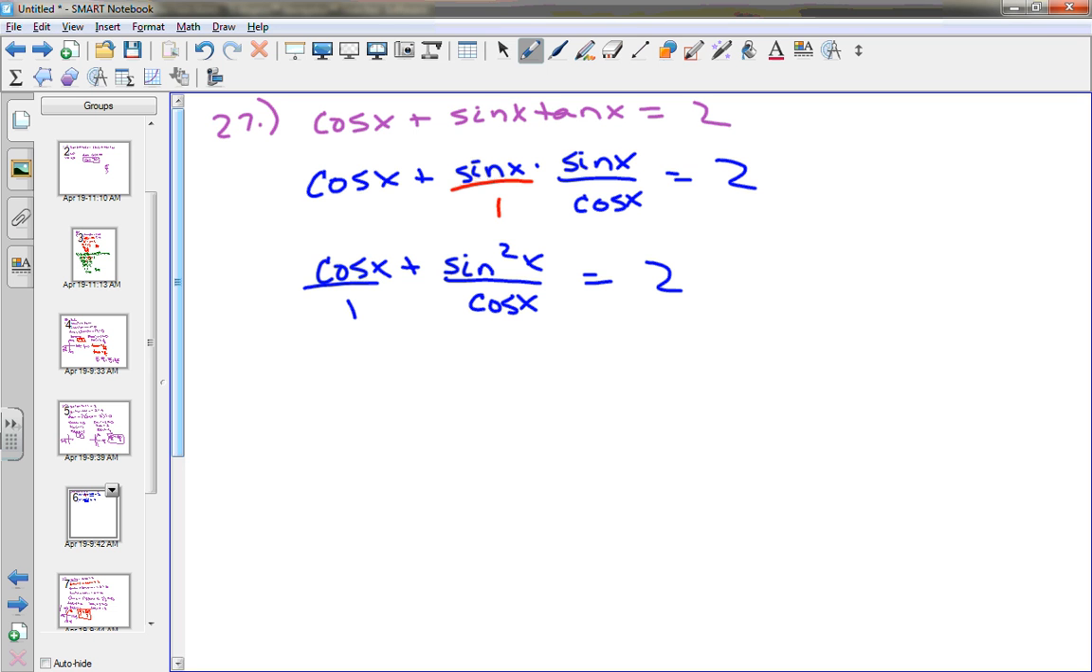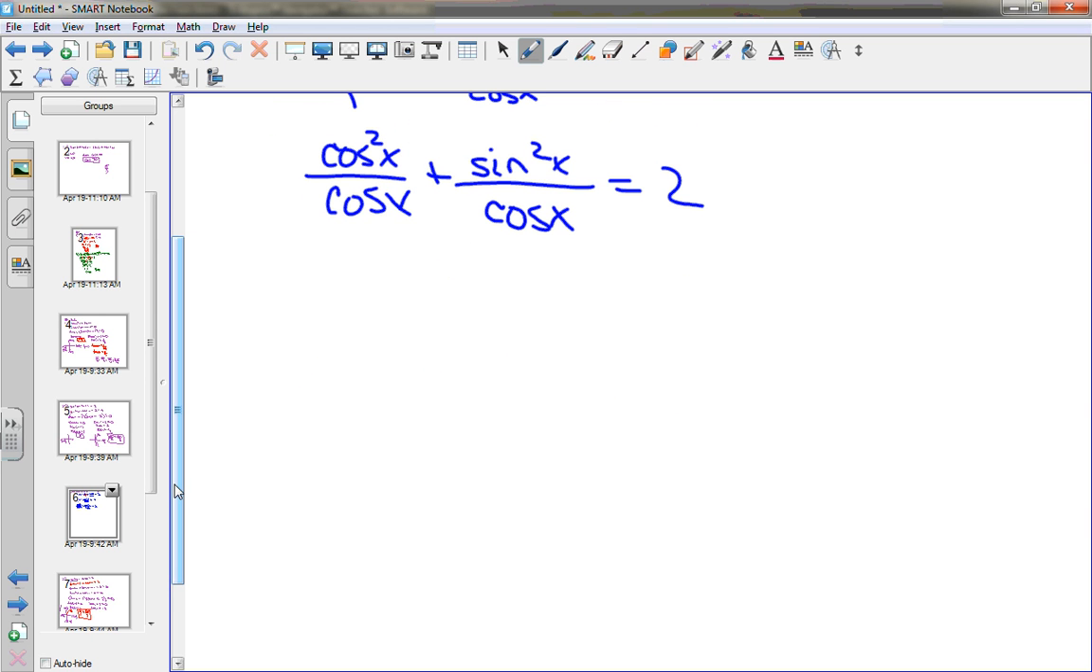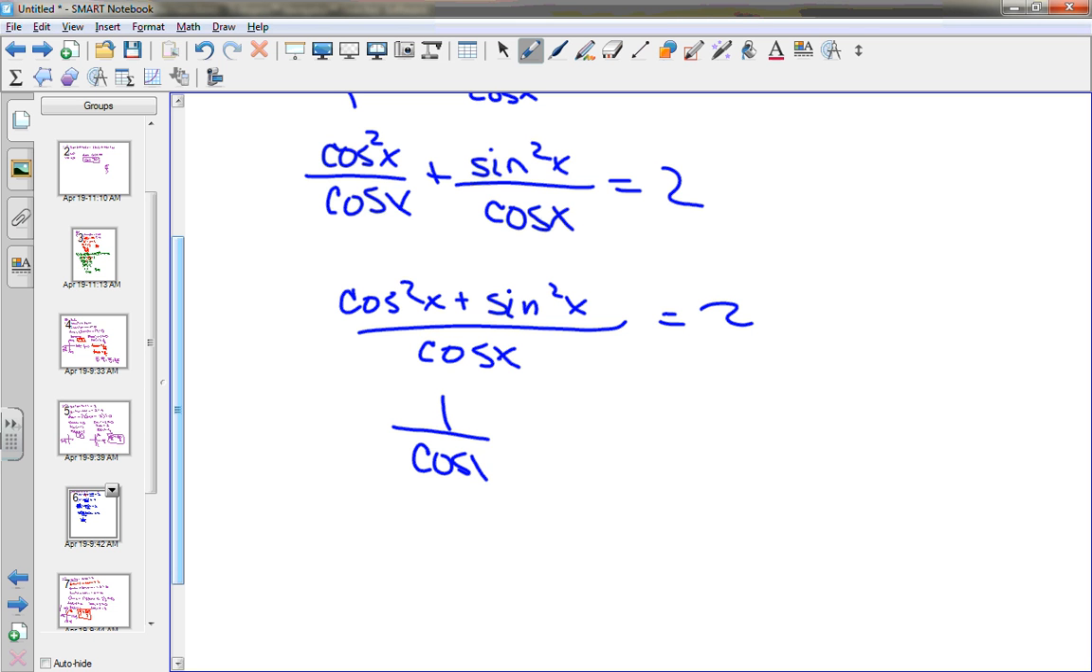Okay, I need a common denominator here. So what's my common denominator between 1 and cosine? Cosine, so this is going to be the cosine of x over here, and the top is cosine squared of x plus the sine squared of x over there, over the cosine of x. And now, since they have the same denominator, I can make it equal to 1 fraction. So cosine squared of x plus the sine squared of x all over the cosine of x is equal to 2. And what is cosine squared plus sine squared? 1. So what I now know is 1 over the cosine of x is equal to 2.